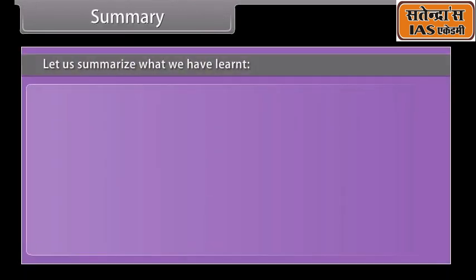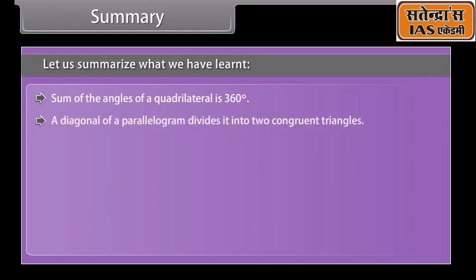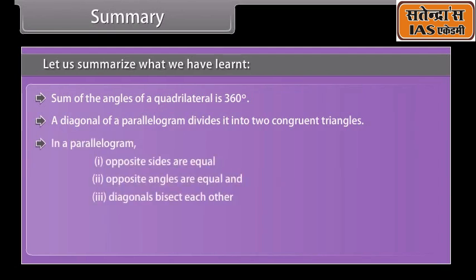Summary. Let us summarize what we have learned. The sum of the angles of a quadrilateral is 360 degrees. A diagonal of a parallelogram divides it into two congruent triangles. In a parallelogram, opposite sides are equal, opposite angles are equal, and diagonals bisect each other.